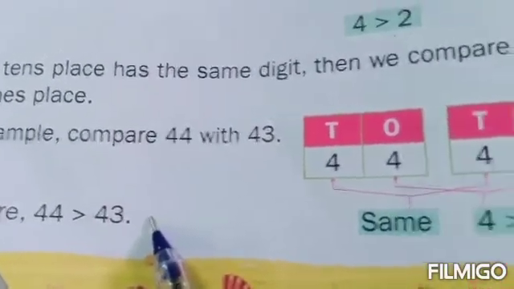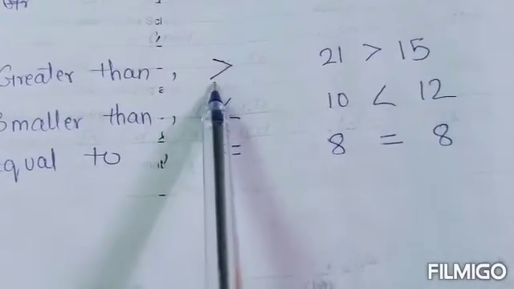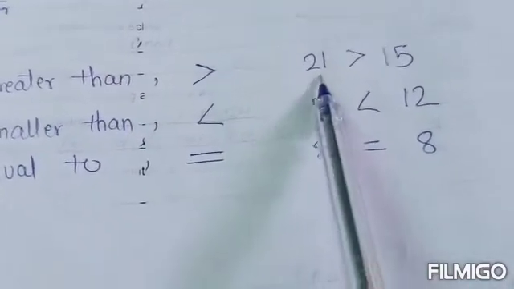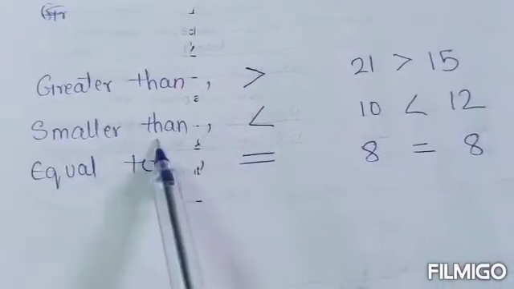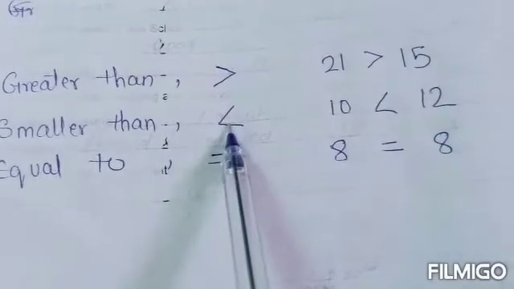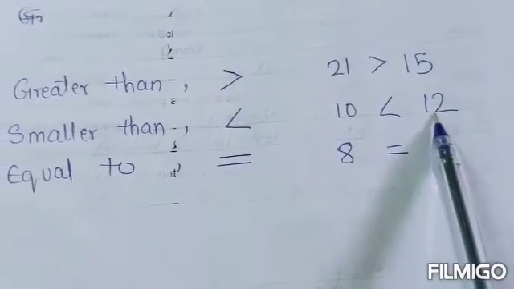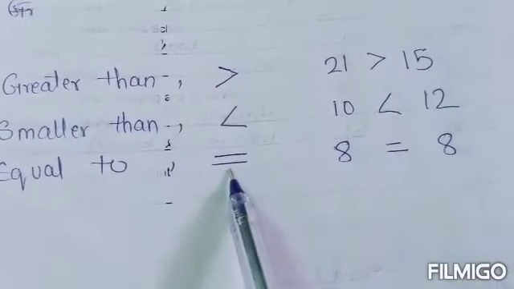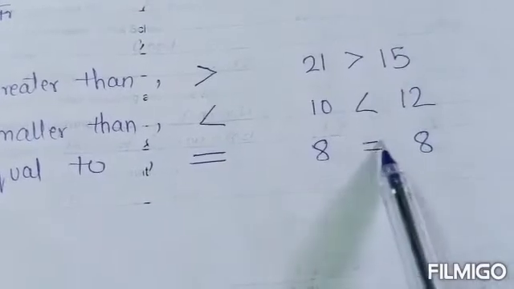Okay students, now have a look here. This is the greater than sign. Okay, this is the sign greater than. You keep this in mind. An example is given here, 21 is greater than 15. Smaller than, this is the sign of smaller than, that is 10 is smaller than 12. Okay, and the other sign is equal to. When the two numbers given to you are the same, you have to write this equal to sign.